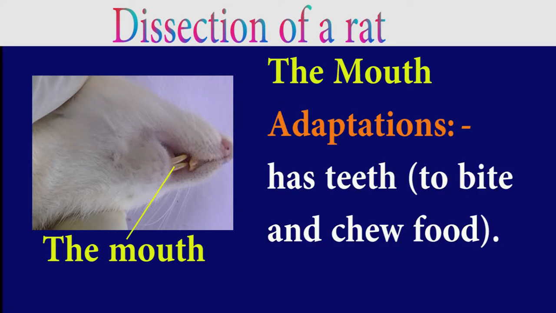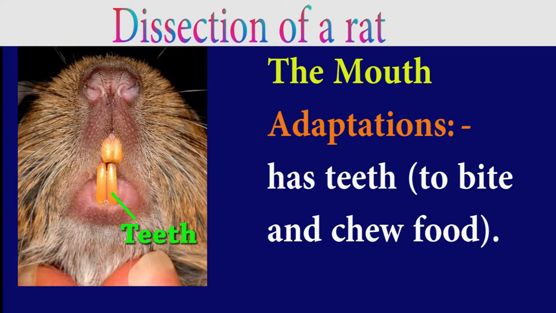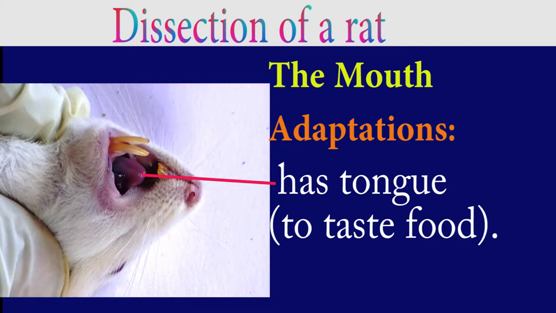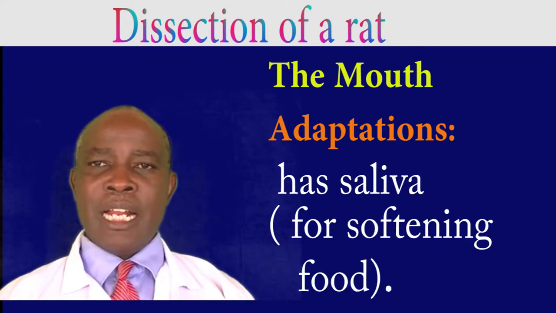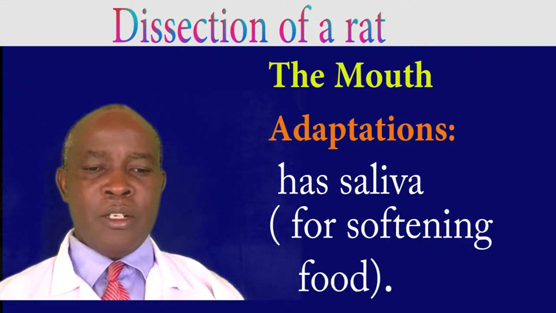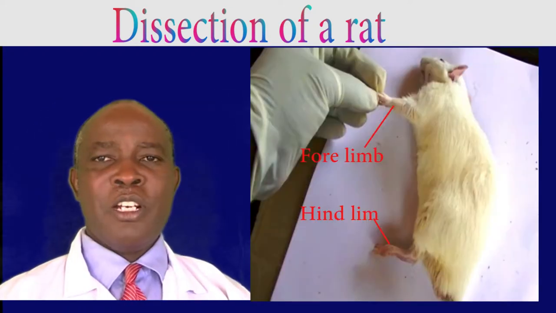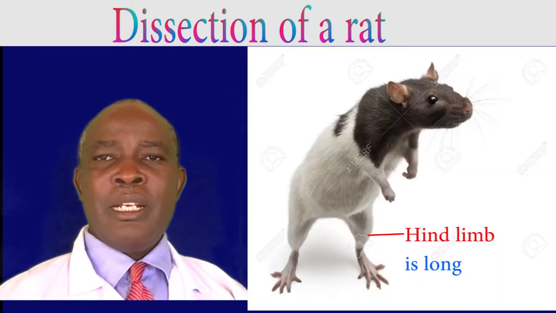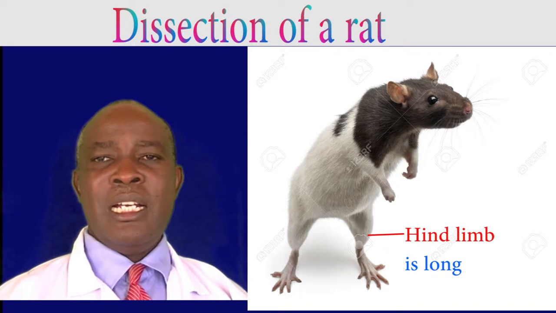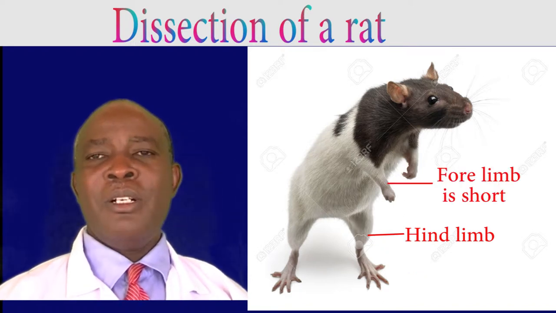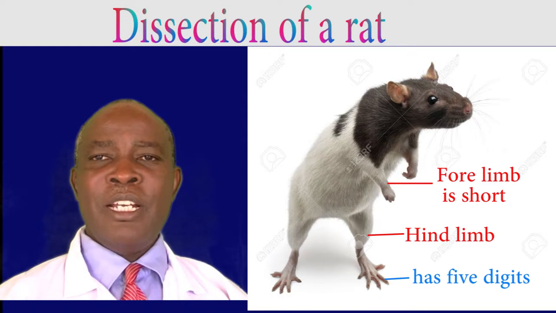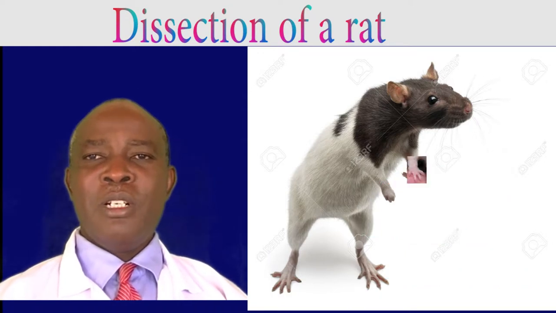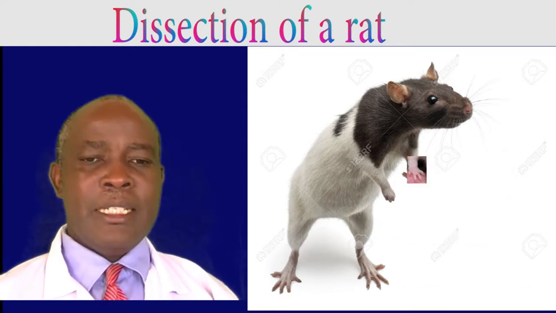Adaptation of the mouth for its function. It has good teeth for biting food. Tongue for tasting food. It has good saliva for softening food. Sometimes the question requires you to study the limbs. Note that at the same magnification, the hind limb is longer than the fore limb. The hind limb has got 5 digits. The fore limb has got 4 digits.